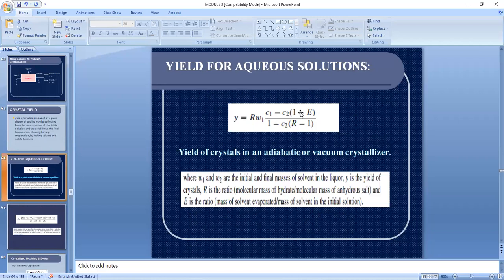The C sub 1 and the C sub 2 of course refer to the initial and the final concentration. Now, speaking of final concentration, you know the initial concentration because it will mention the feed and it will tell you the concentration of the feed. What about the final concentration?